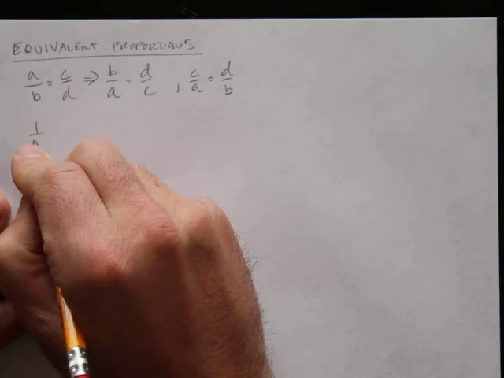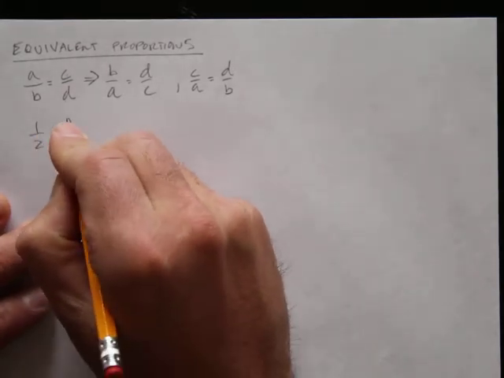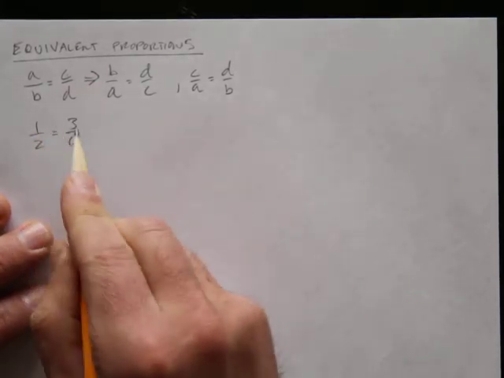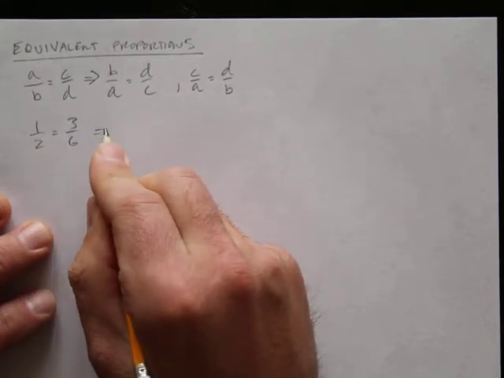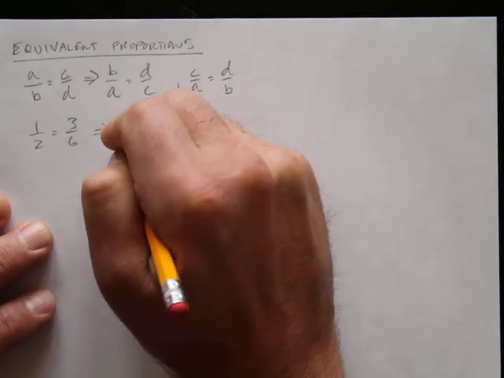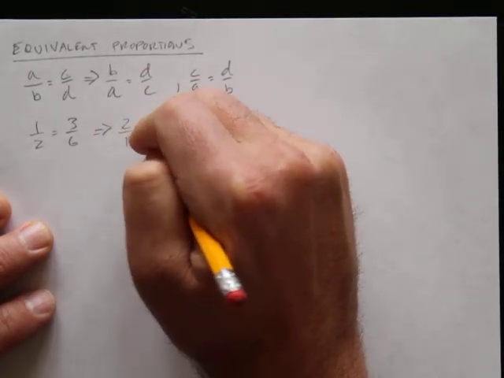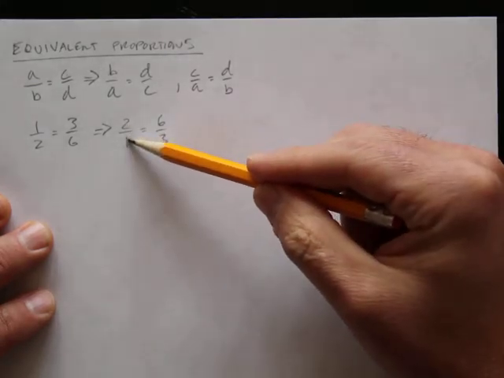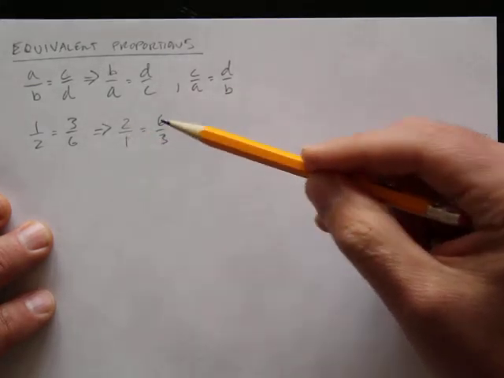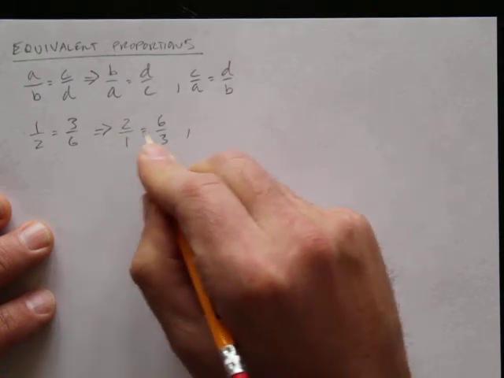So here's something with numbers. 1/2 equals 3 over 6, right? This is 1/2 and this is 1/2. These are equivalent proportions. So if I were to swap these two, I've got 2 over 1 equals 6 over 3. That's still right, right? 2 divided by 1 is 2. 6 divided by 3 is 2. Okay, so those are still equivalent.